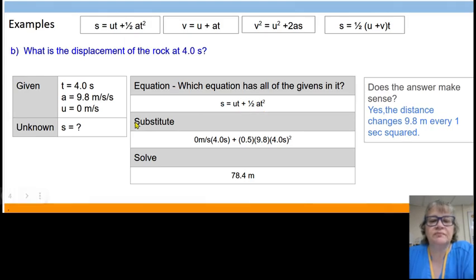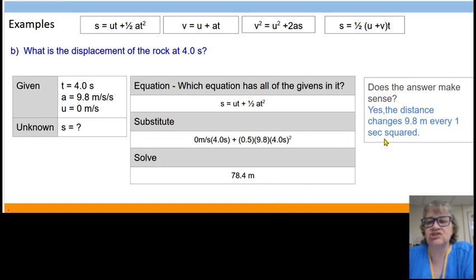Okay. So this would be u is 0. 0 times anything is 0. So this beginning number is 0. Then we have 1/2 or 0.5, a is 9.8, and then t is 4, and then square that. So 1/2 times 9.8 times 4 squared comes out to 78.4. And then it's distance, so it's meters.